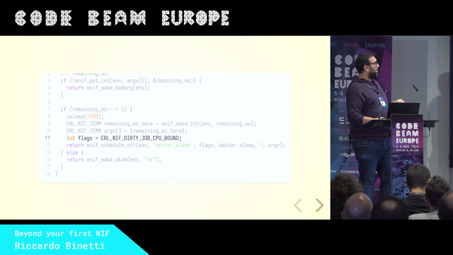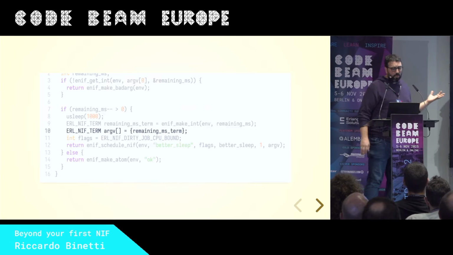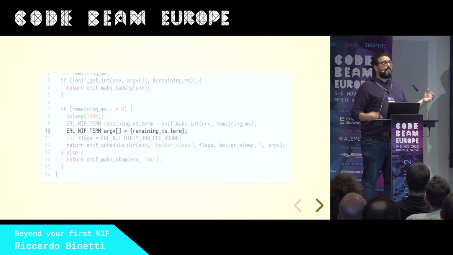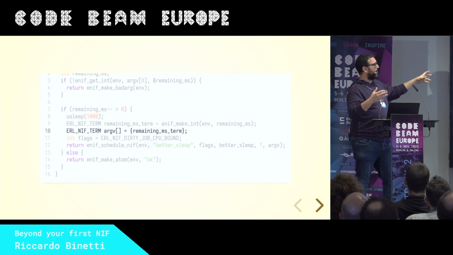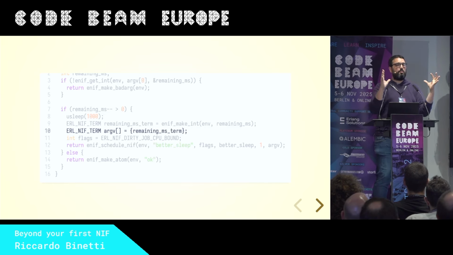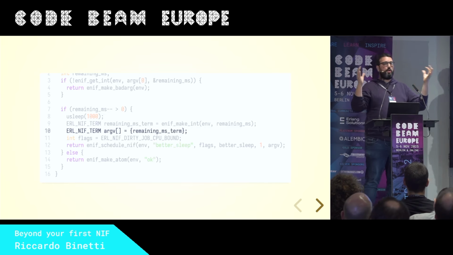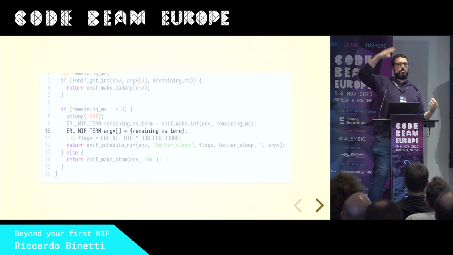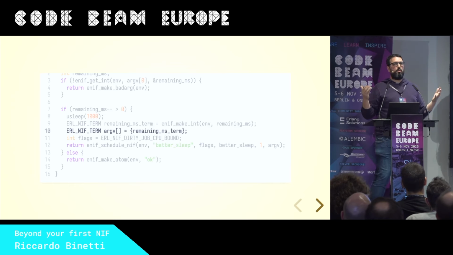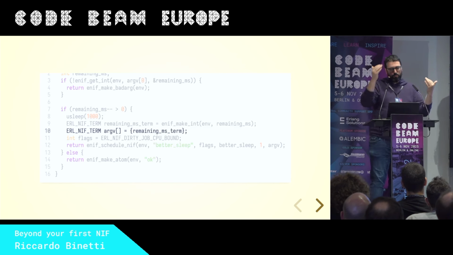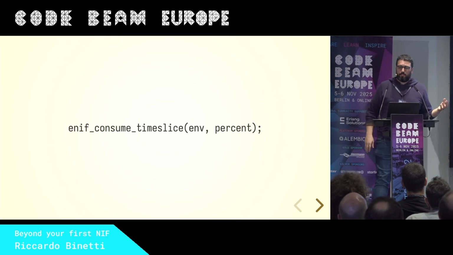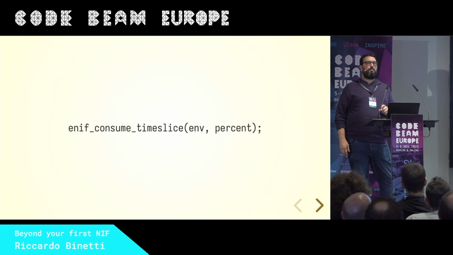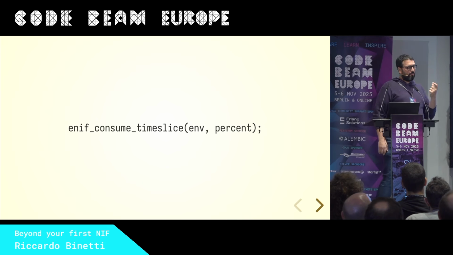So of course, the hard part of yielding NIFs is that they are basically stateless, and so you have to be able to serialize the entire state of execution inside an array of terms, because the next time you're going to be called, you're just going to be able to look at that and say, okay, I arrived here, let's resume from there.